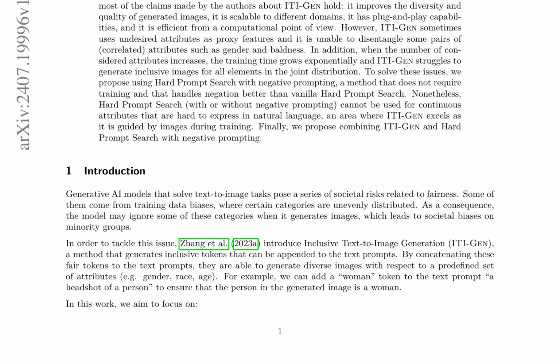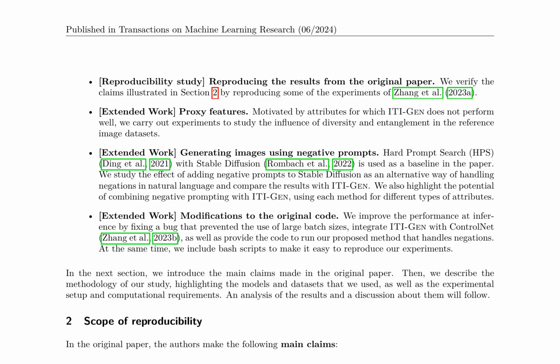issues. Introduction. Generative AI models that solve text-to-image tasks pose societal risks related to fairness due to training data biases. Zhang et al. 2023a introduce inclusive text-to-image generation, ITI-GEN, a method that generates inclusive tokens that can be appended to text prompts to ensure diverse images with respect to predefined attributes.